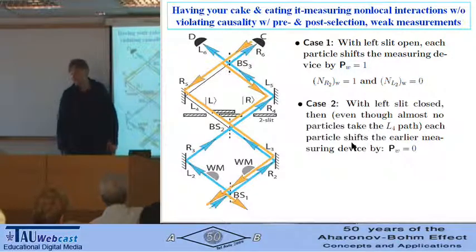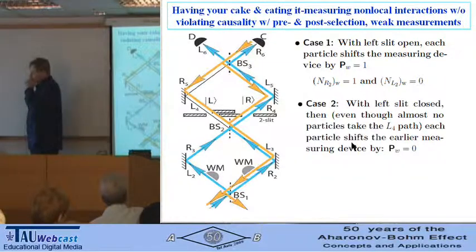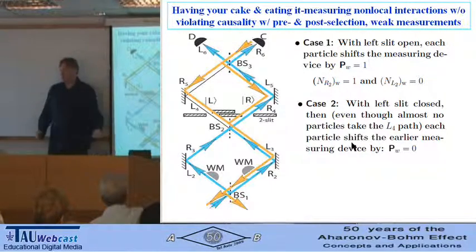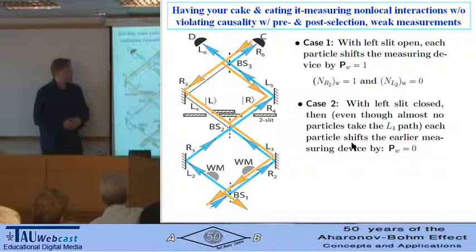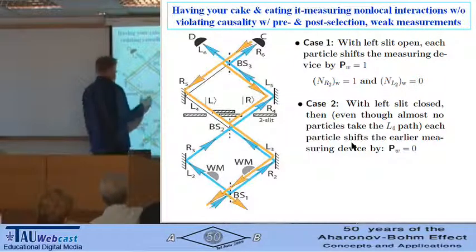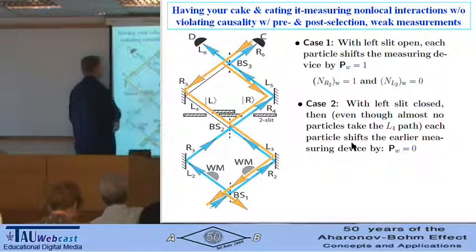In the second case, you close the left slit, or you do a measurement over here, a strong measurement. And even though you can show that almost no particles are kicked, these weak measurements just kick very few particles from the right slit to the left slit.